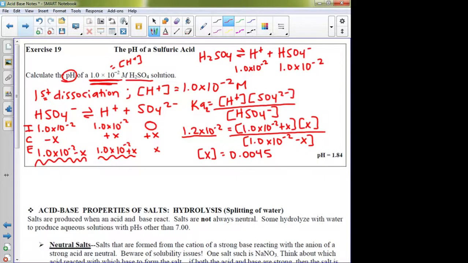So I would take my original concentration of hydroxide, which is 1.0 times 10 to the negative 2 molar, and I would add it to my new x, which is 0.0045, to get my total concentration of hydrogen. Does that make sense? I've got to take it from both of them. So my total concentration of hydrogen would be 0.0145 molar. So now would I be able to get the pH?